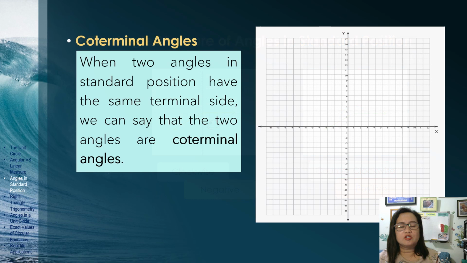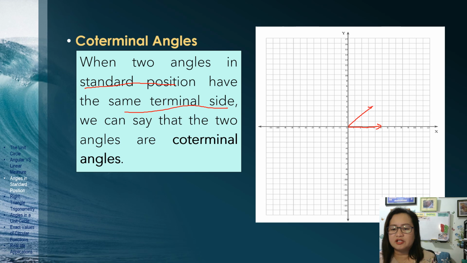Coterminal angles are angles in standard position having the same terminal side. So let's emphasize two distinguishing characteristics for coterminal angles. For example, we have here an angle. Let's say this angle is 45 degrees. Since it's in a counterclockwise direction, we have a positive measure. Now let's determine the smallest positive angle and the smallest negative angle.